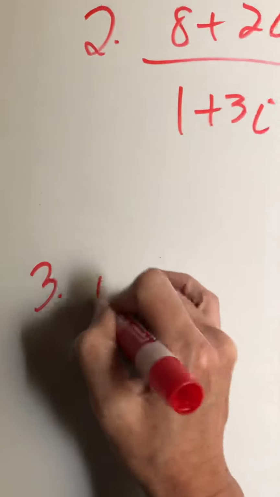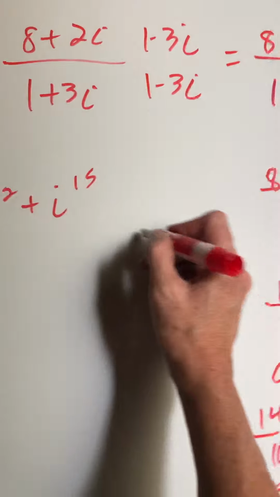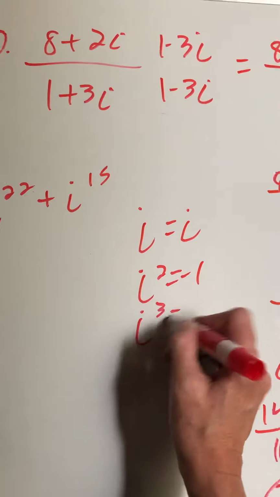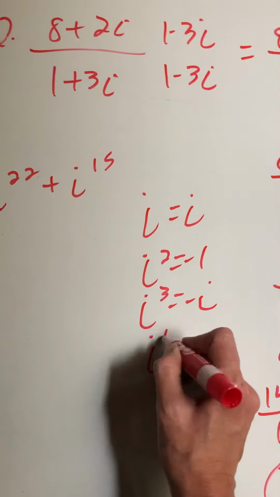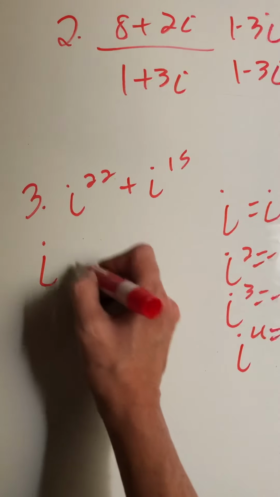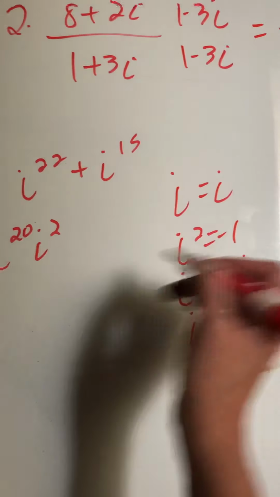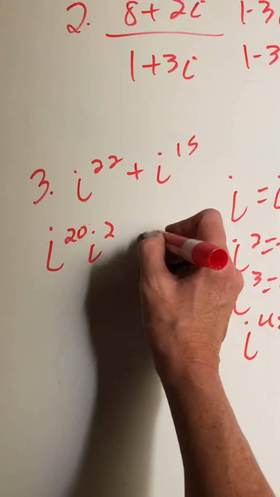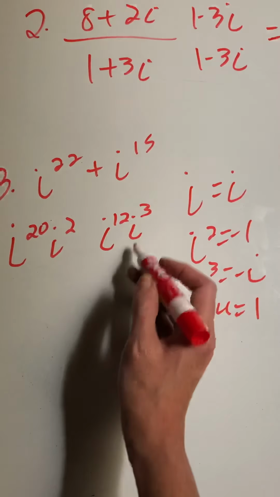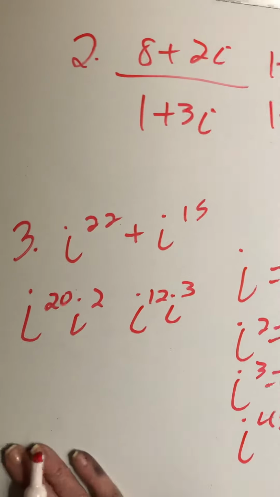Then on number 3, you've got i to the 22nd plus i to the 15th. Remember your cycle: i squared is -1, i cubed is -i, and i to the 4th is 1. So if I can get these exponents to change to something divisible by 4, like i to the 20th, i squared, the i to the 20th would cancel and just leave i squared, which is -1. I to the 15th, you could change to i to the 12th, i cubed. So i to the 12th would go away, and you'd be left with i cubed, which is -i. So you'd have -1 minus i as your final answer on number 3.